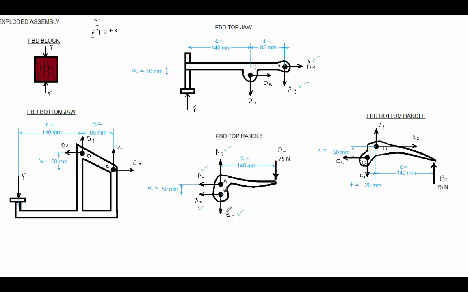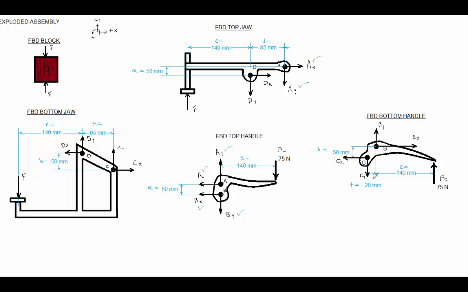Even though this isn't a two-force member, AY and BY are in line such that when I sum moments at A, it's going to cancel out BY. You can actually solve the bottom handle first. However, if you sum moments here at this location, you're going to get CX and CY. If you sum moments here at C, you're going to get BX and BY.